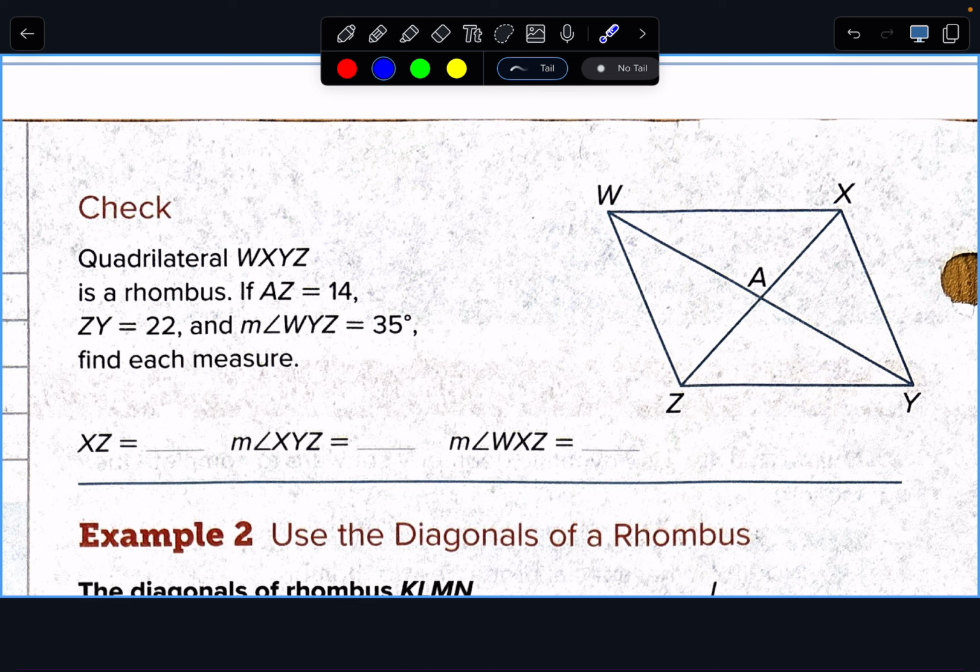How'd you get the last one? Help. I don't know how to get the last one. What's the last one? How do you do the middle one? It's 70. That's 90? No, it's 70. Because you just double 35. Yeah. Oh, that's right.